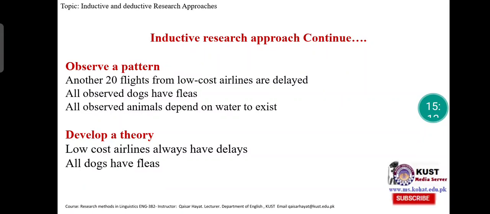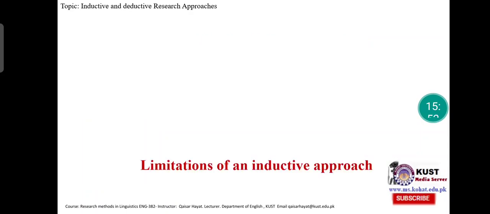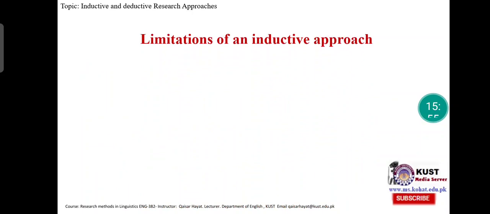Now for the second case of dogs, the theory is that all dogs have fleas. The third one is that all biological life depends on water to exist. First of all, you observe an elephant, then you generalize it to animals, and now all biological life depends on water to exist. You have made your theories. These three theories you can now test. Initially you adopted the inductive method because there was no theory to be tested, but now you are in a position where you have a theory to test. Now you are free to do your research.